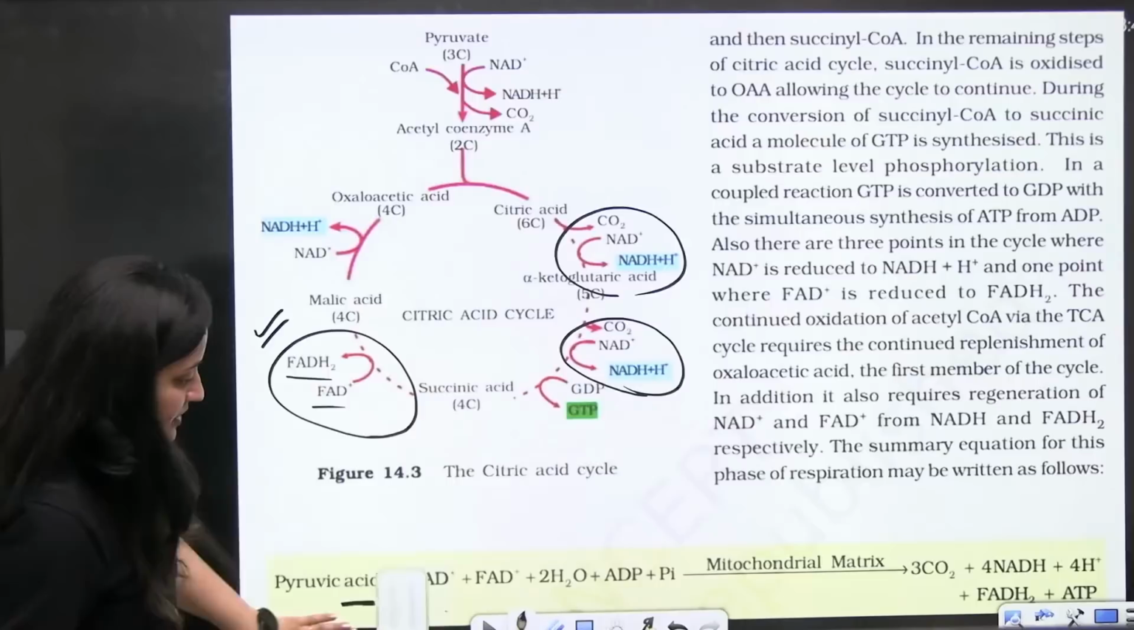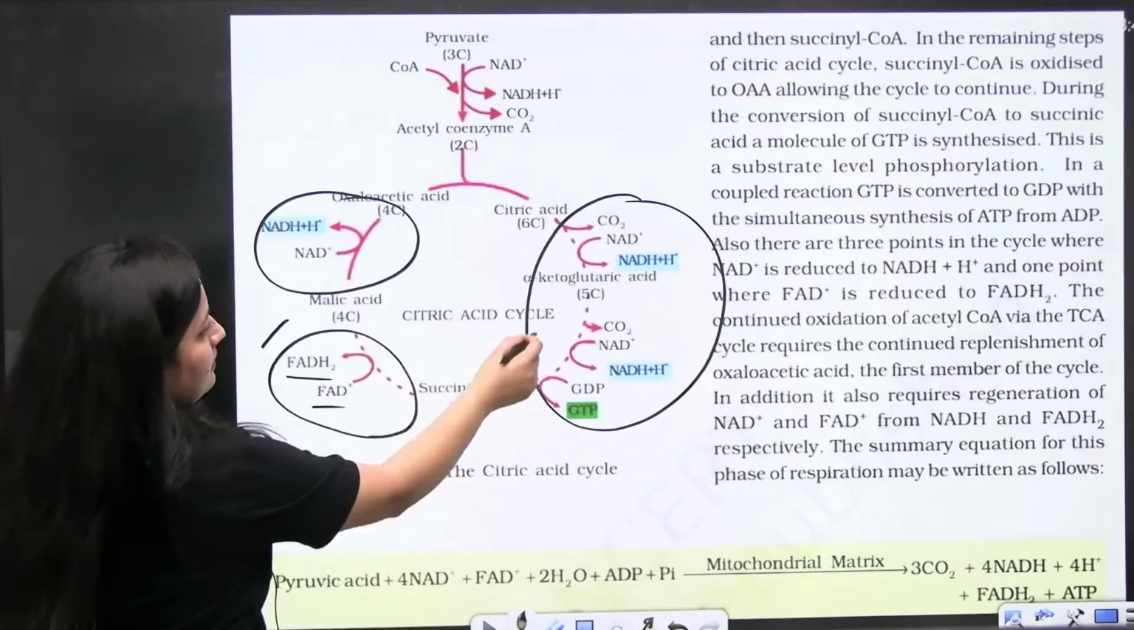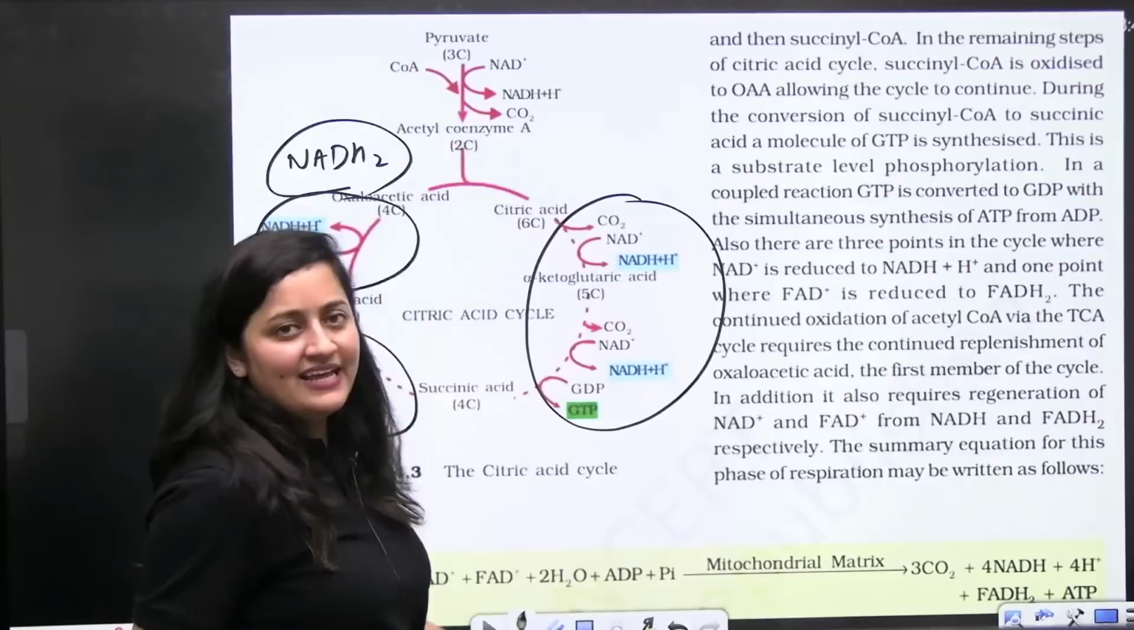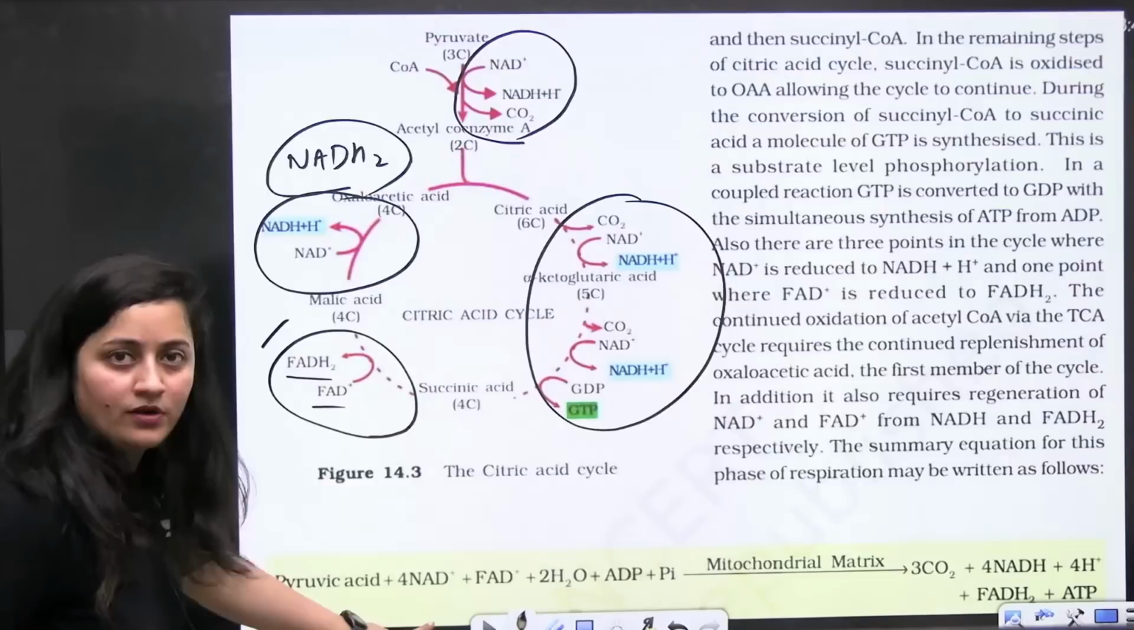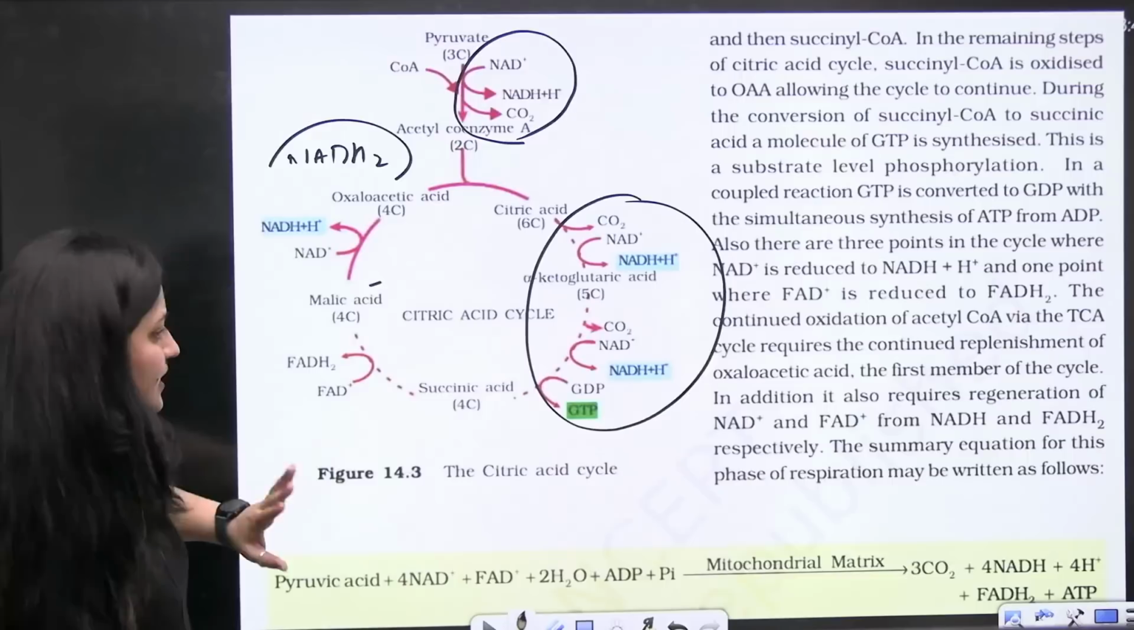See, 3 NAD here, 3 NADH. Basically 3 NADH2 will reduce here, and 1 in the link reaction. That is why total 4, only 1 FADH2, 2 H2O and 1 ADP. That's all. Done? That's all. And anything else from Krebs cycle that you need to know is nothing. That's fine.